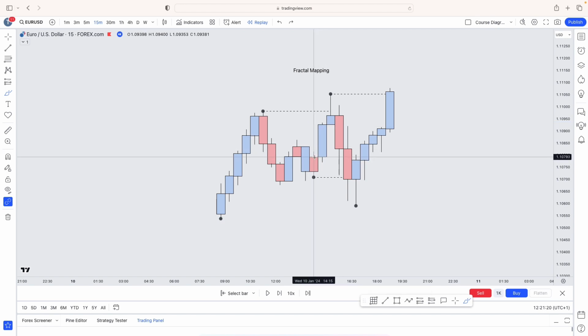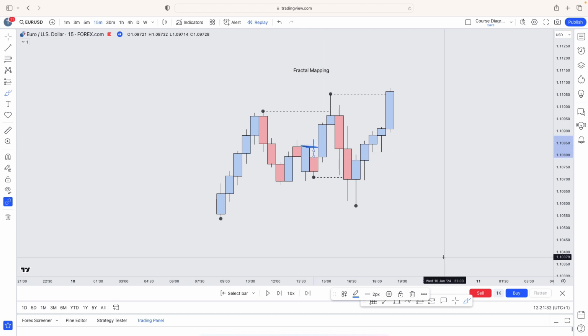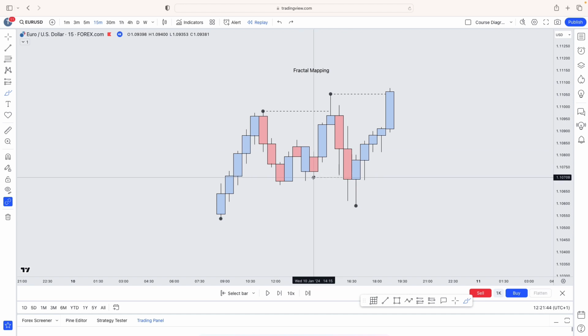This red candle then fails to break the previous candle's high, okay? So if we're looking at this red candle, this is the previous candle's high, this blue one, and it fails to break that previous candle's high. It fails to trade above this previous candle's high. Therefore, this red candle here is then our fractal low, okay? Makes sense? So this is our fractal low that we can now map on, and we'll go back up here.